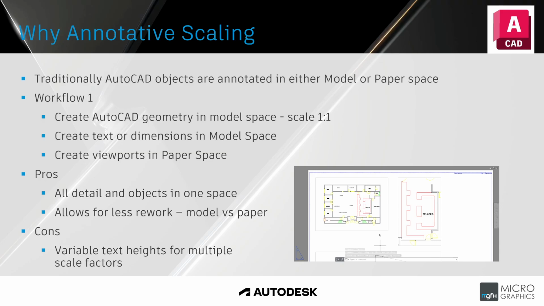So the way that people have gotten away with this is that, if there was text that was the same, you'd create your text at different heights for the different scales in model space, and then just make it in your layers. You assign it to a different layer, and you just turn your layer on and off to be able to work with that. But that is quite tedious, and there is a lot of rework to be done in that.